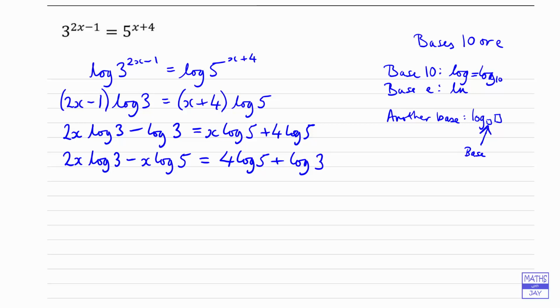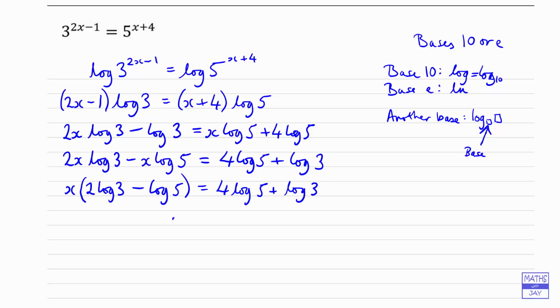So we're nearly there. We've nearly got to the stage where x only appears in one place. All we need to do now is to write down x and open a bracket. So we're factorising the left-hand side. So inside the bracket we'll have 2 log 3 minus log 5, and that's equal to 4 log 5 plus log 3. We've done nothing to change the right-hand side.